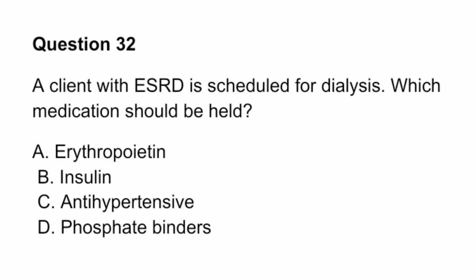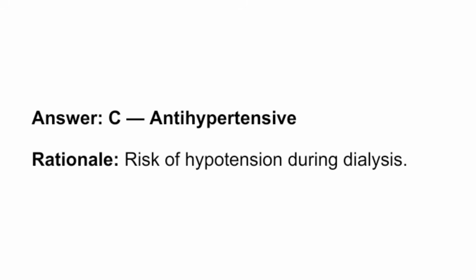Question 32. A client with ESRD is scheduled for dialysis. Which medication should be held? A. Erythropoietin. B. Insulin. C. Antihypertensive. D. Phosphate binders. Answer: C. Antihypertensive. Rationale: risk of hypotension during dialysis.